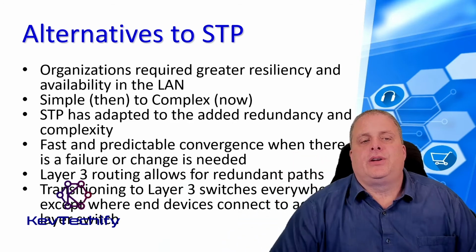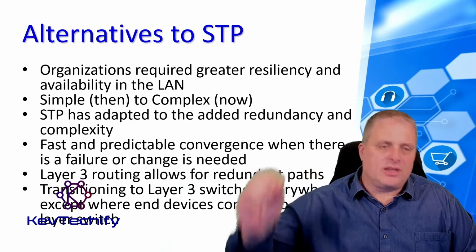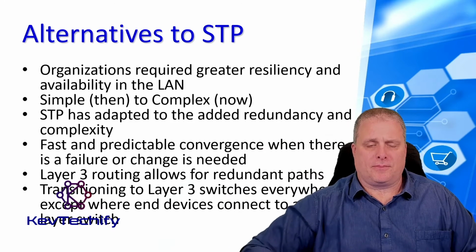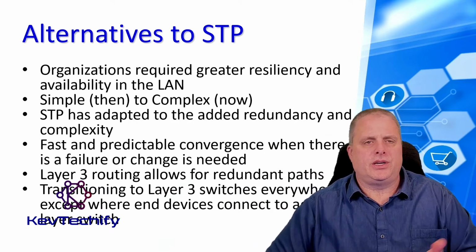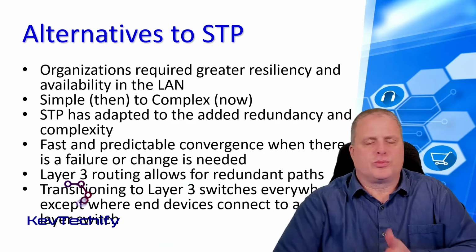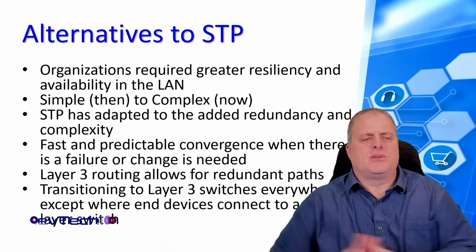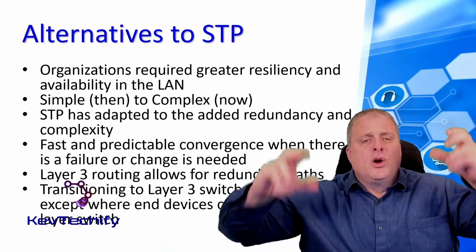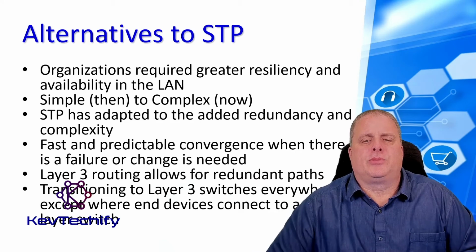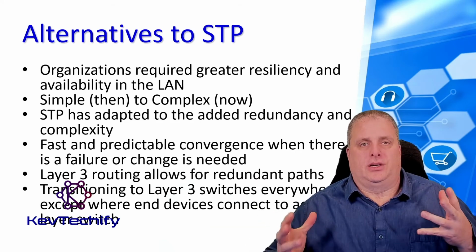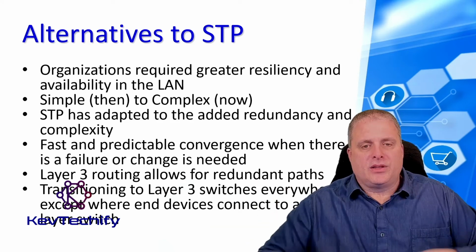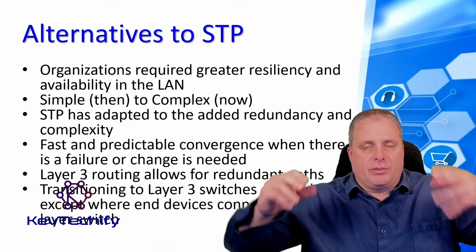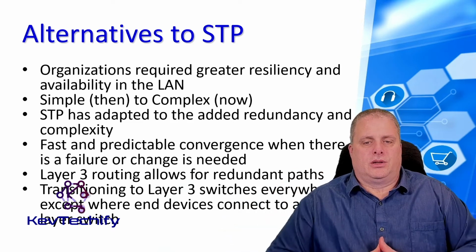Now, spanning tree has adapted. It added redundancy, it added complexity. We went from normal spanning tree to rapid spanning tree. Cisco's put their own twist on it to even optimize it more. But we still need fast and predictable convergence when there's a failure. If something happens, we need to know that it's going to be fast, it's going to be predictable.